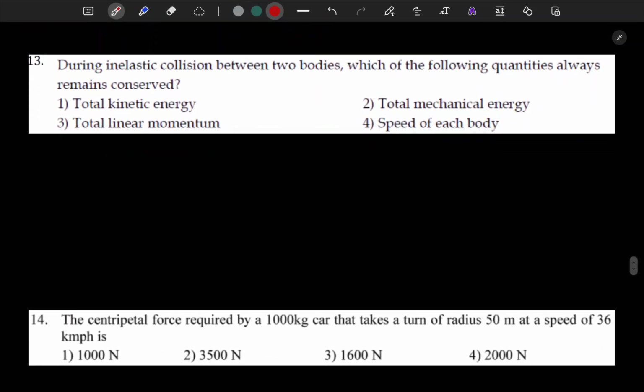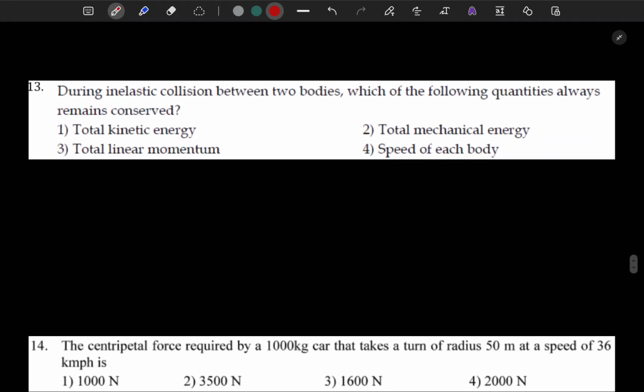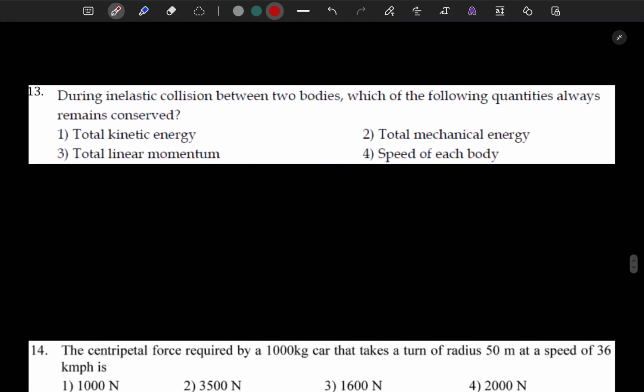Let's move on to question number 13. During inelastic collision between two bodies, which of the following quantities always remain conserved? In any collision, the total linear momentum is going to remain conserved. Speed is not going to remain conserved. Total mechanical energy is also not constant because energy is lost. So therefore, only option 3 is correct for this one.